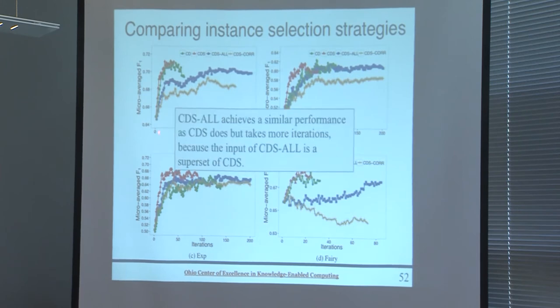If we compare CDSO and CDS, remember the input to CDSO is a superset of the input to CDS. Because of this, if you look at the red line, which is CDS, and the blue one, which is CDSO, eventually their performances are similar. However, because it contains many more tweets, it's not that focused. That is why it takes many more iterations to finish, the blue one compared with the red one. You can see the red one finishes much earlier compared with the blue one.